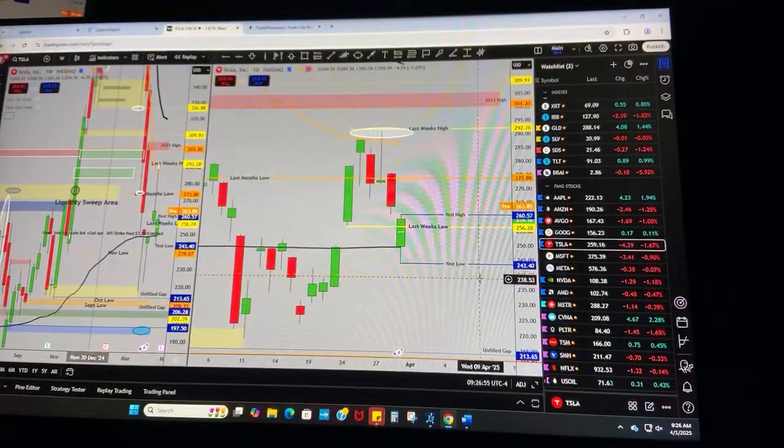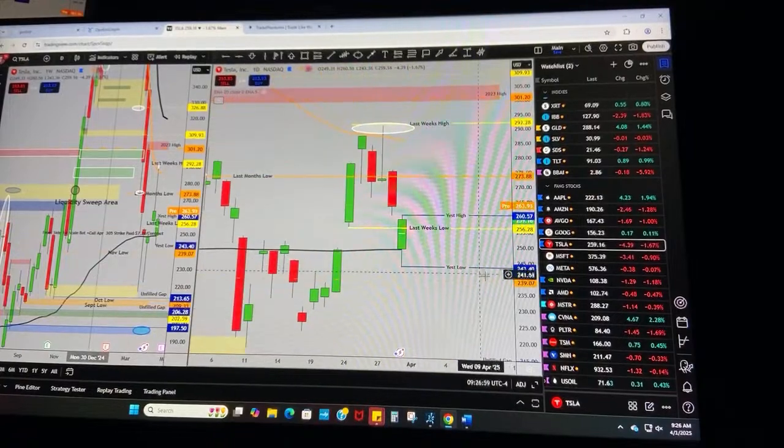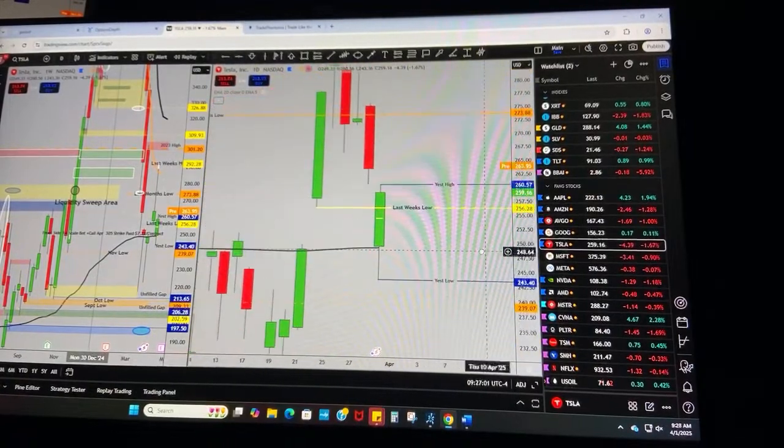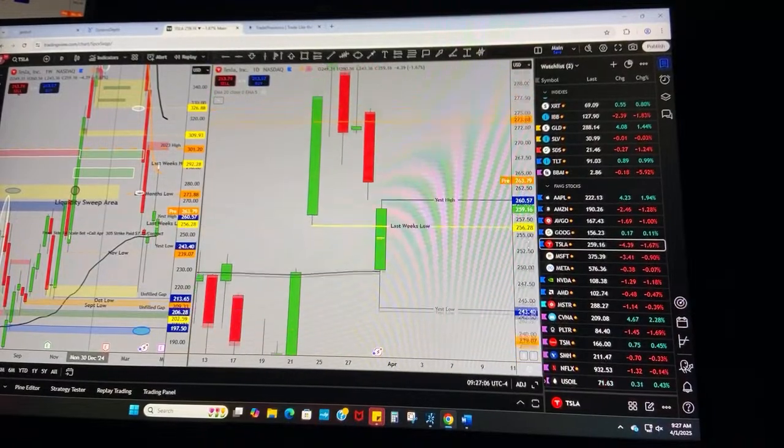Tesla, yes, it's a political stock right now. Whatever, I digress, but people are going to be people. People fighting with people. What do you know?